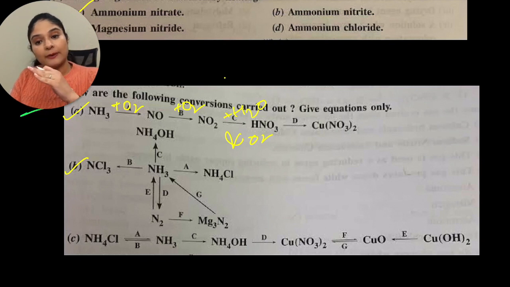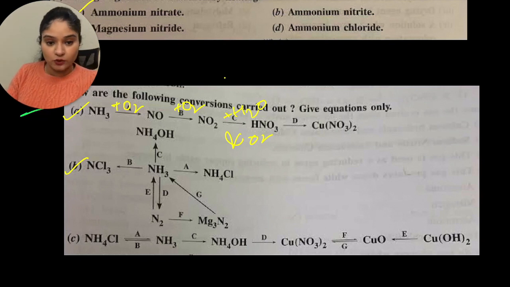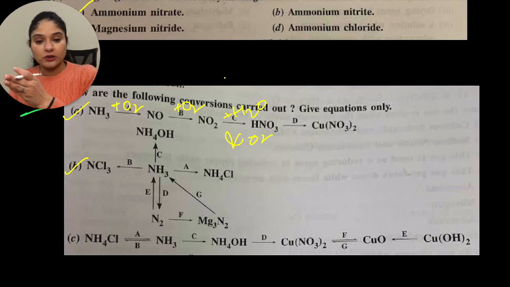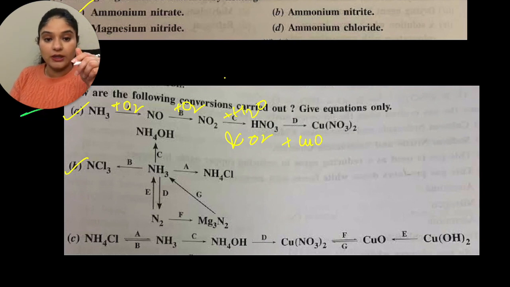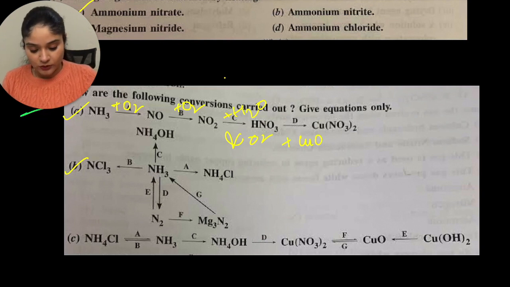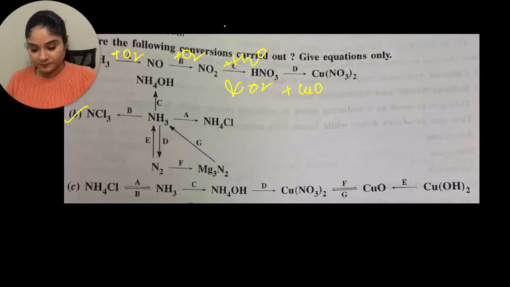So what will happen in this case is, you react HNO3 with copper oxide, CuO. So you add CuO with HNO3. That will end up giving you Cu(NO3)2 plus water liberated. So let's write these equations. Let's start with the first one.